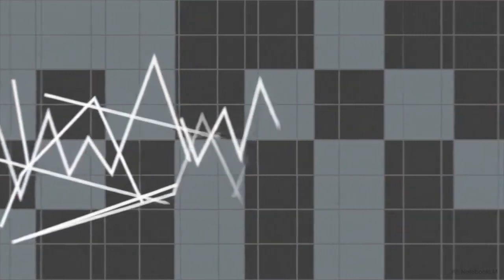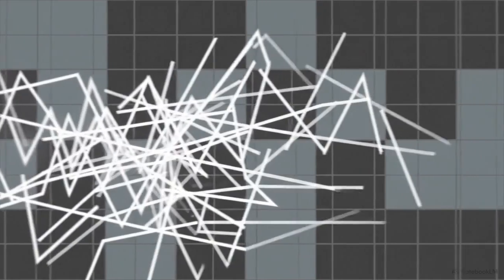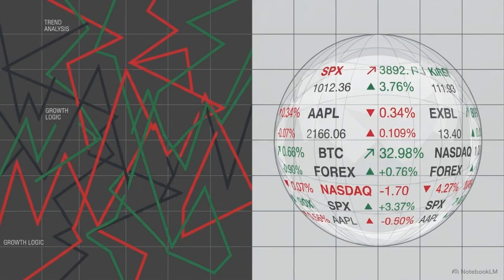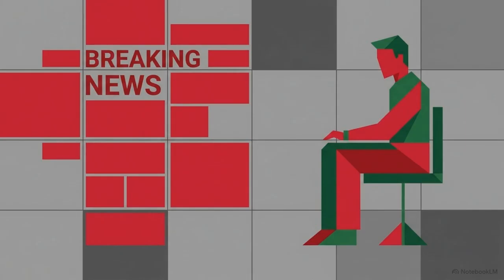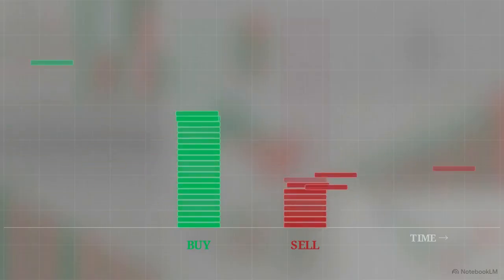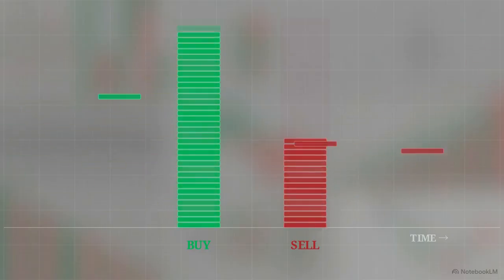Open any trading platform and you are hit with a wall of noise. Prices spike, crash, and jitter across the screen like pure static. There is a common belief that navigating this requires complex mathematical algorithms or some kind of natural-born fortune-telling ability. But professionals do not trade based on the news, and they aren't trying to predict the future.